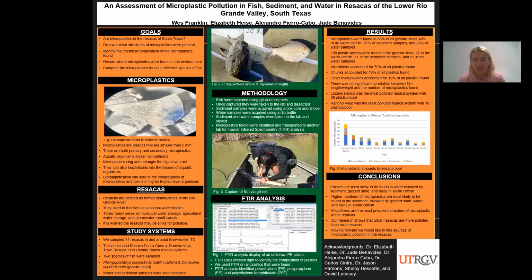Once these were captured, they were taken back to the lab, fish were dissected, and their digestive tracts were surveyed for microplastics. The sediment samples and water samples were passed through a sieve system, and then these were checked for microplastics. Once microplastics were found, they were photographed and moved to a separate lab for Fourier transform infrared spectroscopy analysis, also known as FTIR.